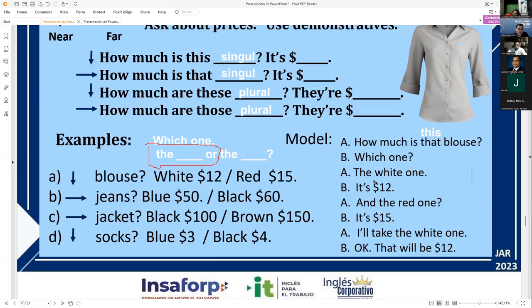Which ones? The blue ones, $50. And the black ones, $60. Okay, I'll take the black ones. No, sorry, the blue ones. Okay, that will be $50. Liliana, your question.